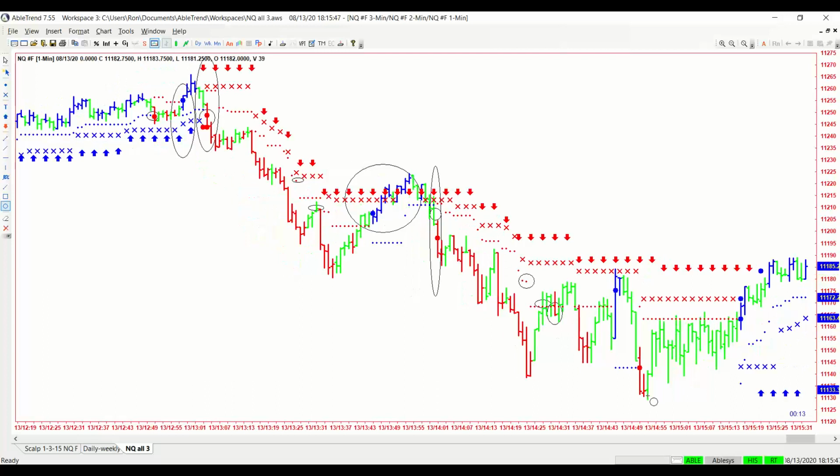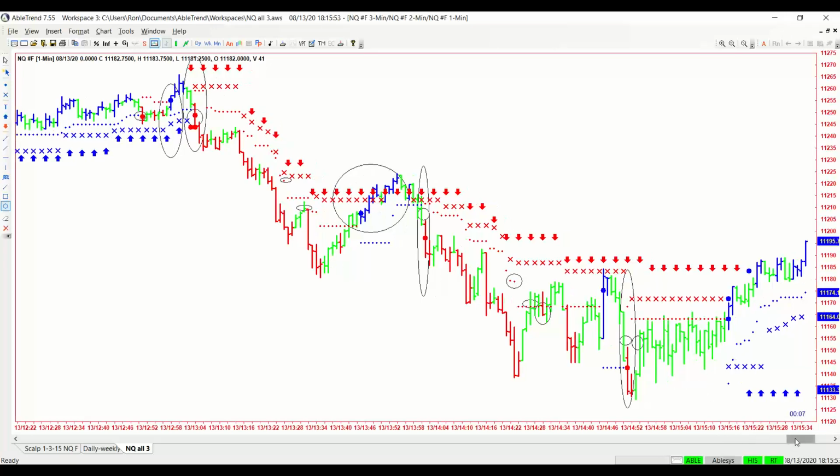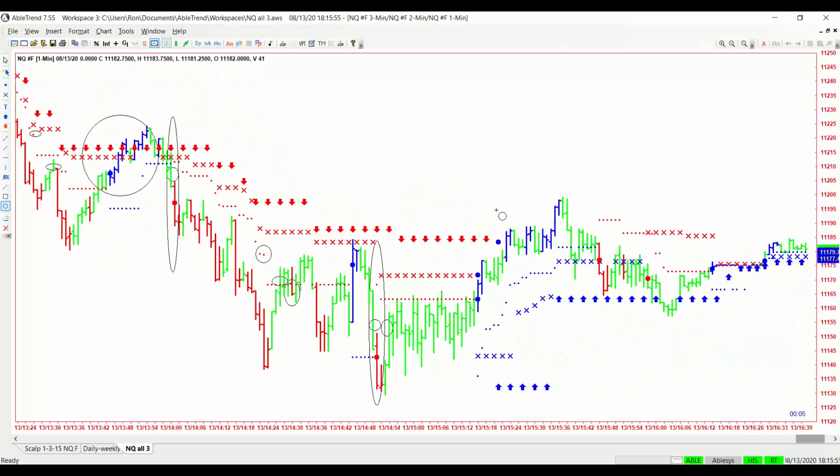Okay, losing trade here. Stop is going to go 2 points above the top of the red bar. Stopped out right there. Same thing here. Triple confirmation. Small loss, but we lost a couple points on that. And that's the end of the day. So good day overall. Great week overall.